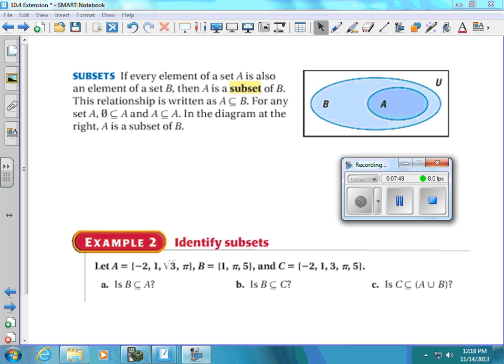Real numbers are a subset, but all real numbers are subsets of complex numbers because every real number is also a complex number. Imaginary numbers are subsets of complex numbers because every imaginary number is also a complex number. Integers are subsets of real numbers. Every integer is also a real number. Every integer is a subset of rational numbers, because every integer is also a rational number. So that's when we're looking at subsets.